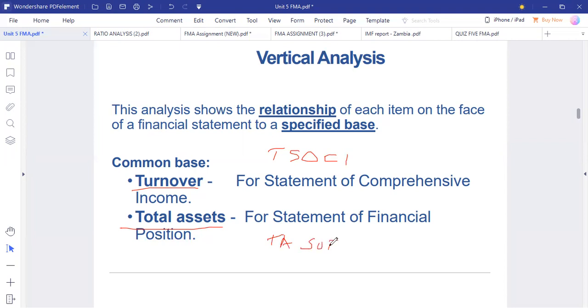So for the income statement, the statement of the comprehensive income, we just use a turnover. So we divide the revenues or the sales into each of the items. But for the statement of the financial position, we divide the total assets into each of these figures. So we're dividing the total assets into each of these figures.